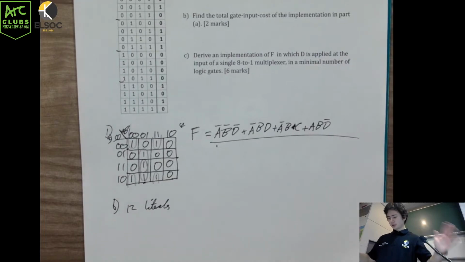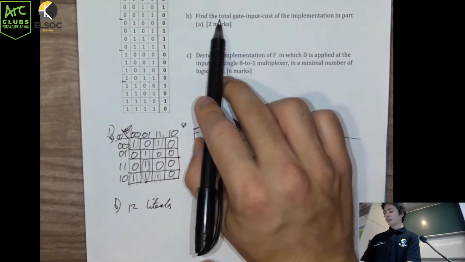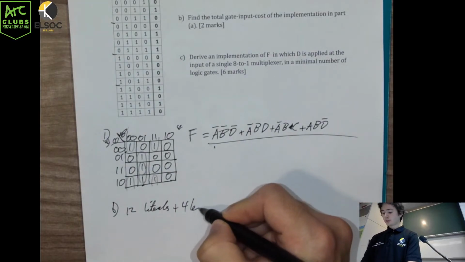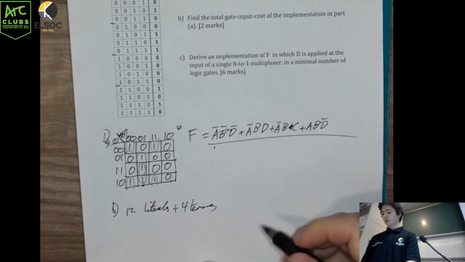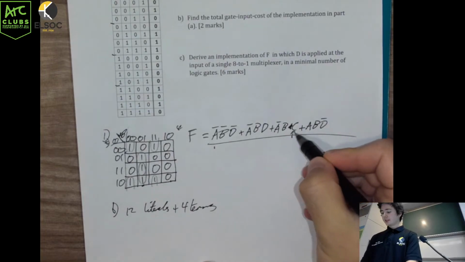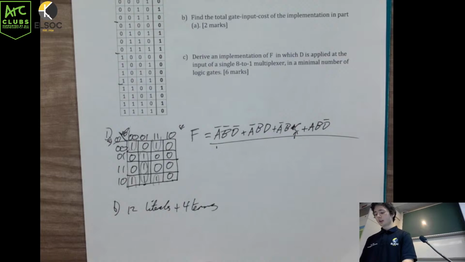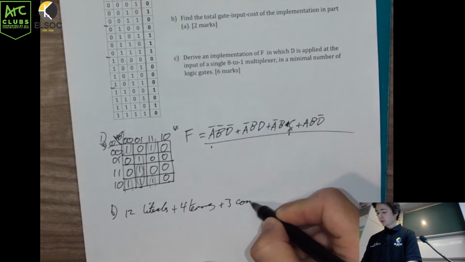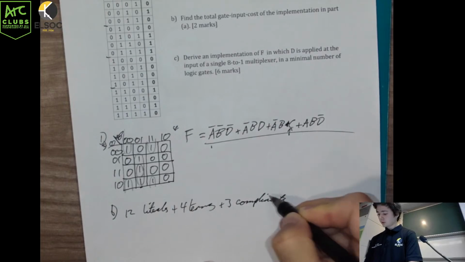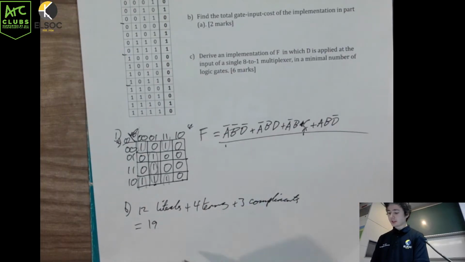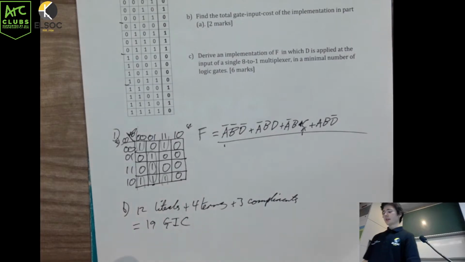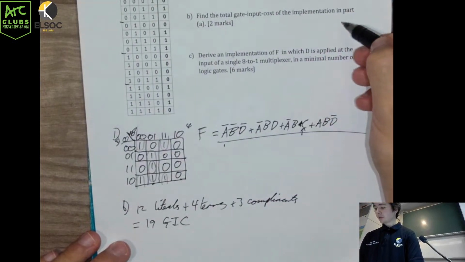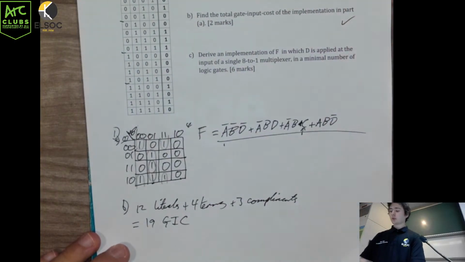So let's get back to the question. Let's not go on too great a tangent. We have total gate input cost, 12 literals, 4 terms. How many complements? We got 3 complements because this C is never complemented. Everything else at some point in time is complemented. So 3 complements equals a 19 gate input cost. Fantastic. All right. So that is very nice.